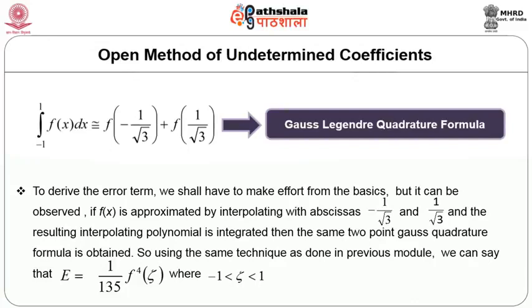And this gives the error term. We are omitting for the sake of brevity the derivation of it. It gives 1/135 times the 4th derivative at the point psi. It is expected to have the 4th derivative because we assume that this gives correct result for polynomials of degree less than or equal to 3. In a similar fashion, let us derive the integration formula when n is equal to 3.